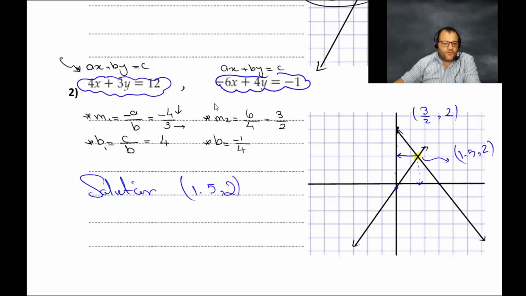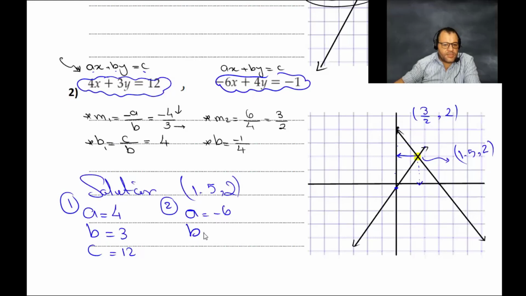From the two equations, as we said, the equation is written in the standard form, which is ax plus by equals c. It means a equals 4, b equals 3, and c equals 12. That's for equation number 1. For equation number 2, a equals negative 6, b equals 4, c equals negative 1. Any problem now?